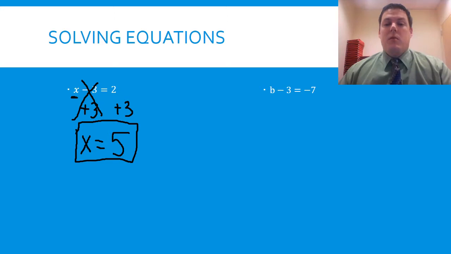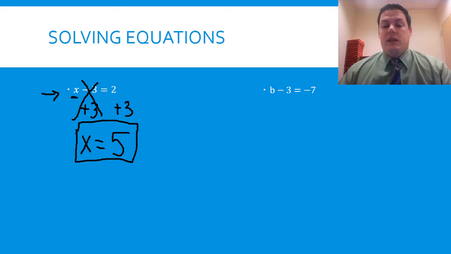Now these are going to be some simple ones. I understand that in your head, if you see a missing value, what minus 3 equals 2, you're going to know it's 5. But these problems are going to get a little more complex. So starting tomorrow, you'll be getting into multi-step equations where you might not be able to do that in your head quite as quickly.